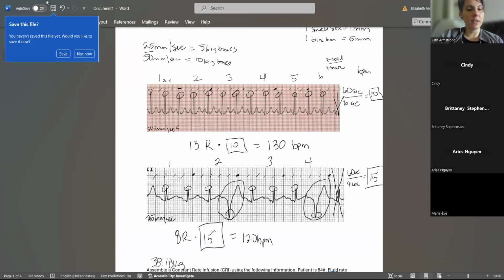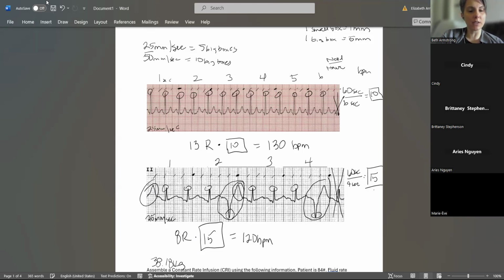We don't count the initial one because it's not a full beat. Correct. Yeah, that's not a full beat. That's going to be just this part of that VPC, so we're not going to count that.